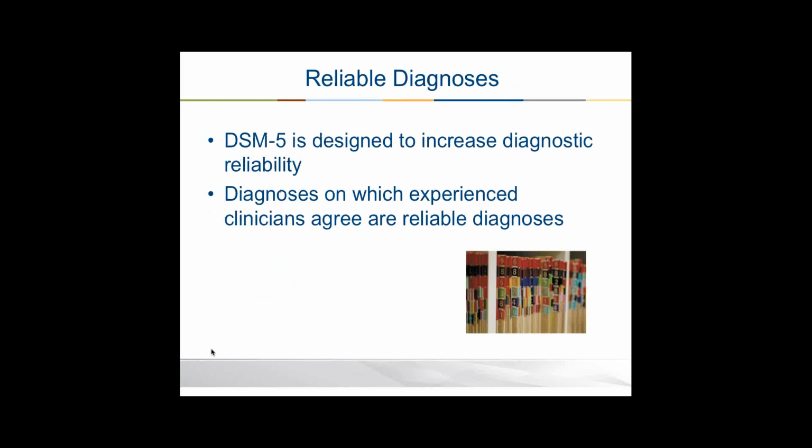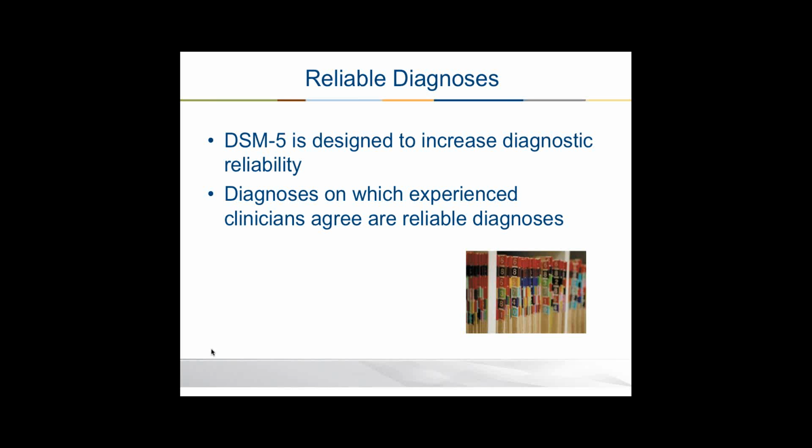Now, I've talked about reliable diagnoses and the fact that DSM-1 and DSM-2 did not contribute to reliable diagnoses. DSM-3, DSM-4 and DSM-5 did. And what's the importance of reliable diagnosis? It's the basis on which experienced clinicians can agree on diagnoses.